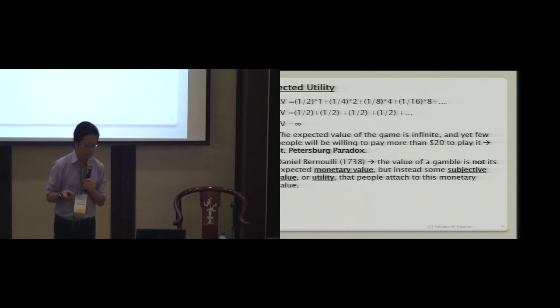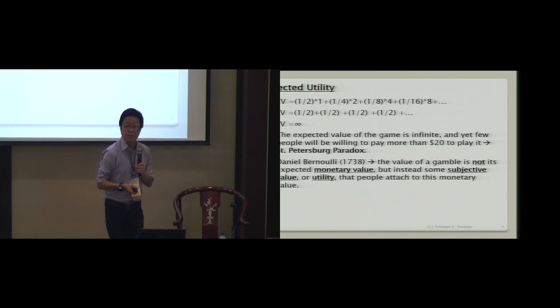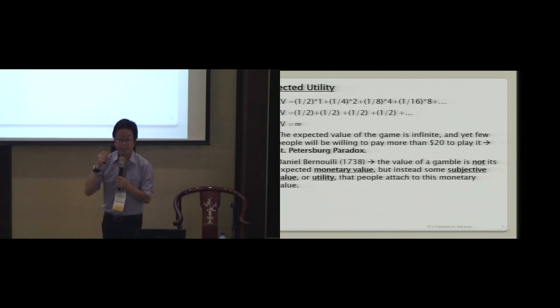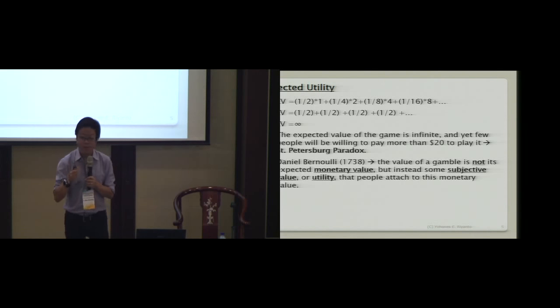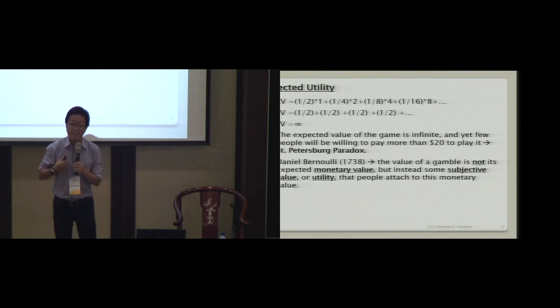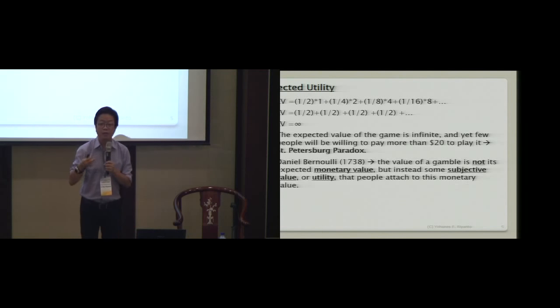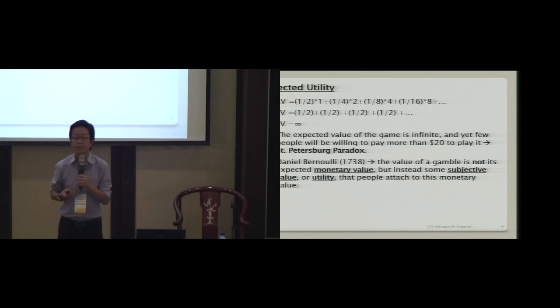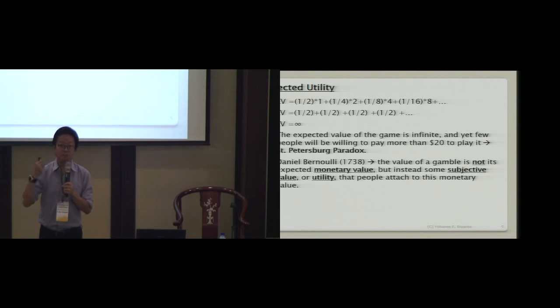This is due to Daniel Bernoulli: the value of a gamble is actually not the monetary value of that gamble, but rather some subjective value, or what economists would call utility, that people attach to this monetary value. What do we use money for? We buy goods, we consume goods, we derive utility from the consumption. That's what economists value, rather than the money in itself.